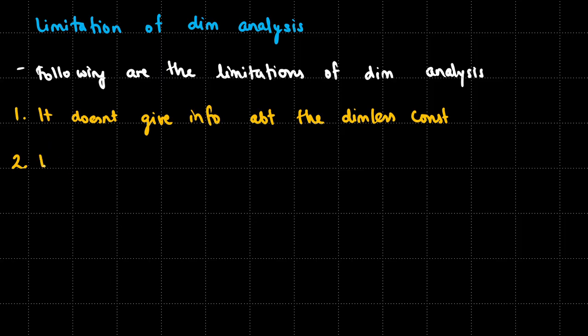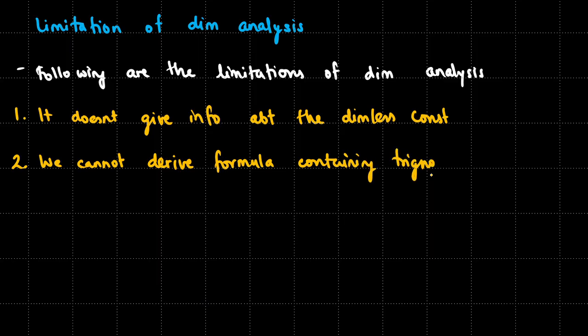So the second one is we cannot derive a formula containing trigonometric function, exponential function, and logarithmic function, etc. So these are trigonometric functions, meaning sine, cosine, tan, cotangent, etc.